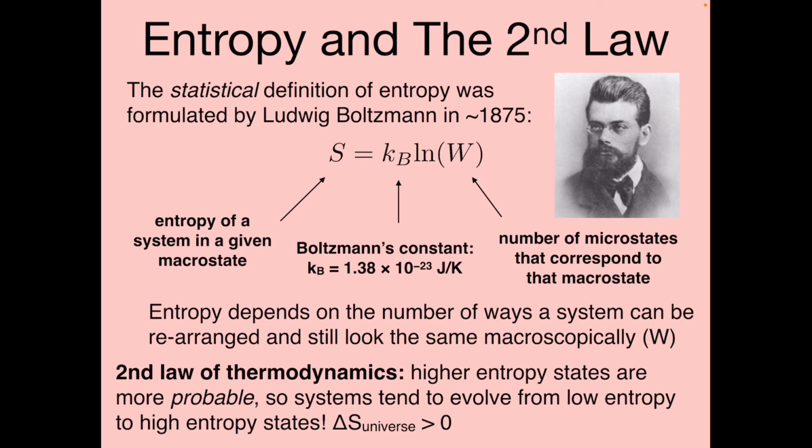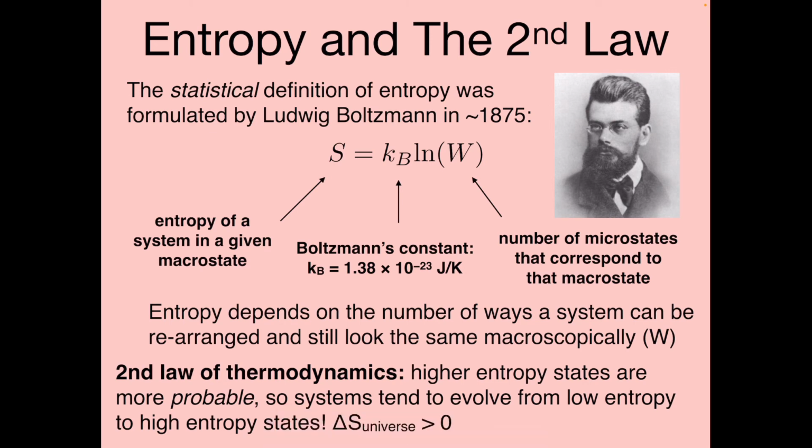And so with these concepts in mind, we can now write down a formula for entropy. This formula was developed by Ludwig Boltzmann back in 1875. And here's what it says. S is the entropy of a system in a given macrostate. That is equal to Kb times the natural log of W. Kb is Boltzmann's constant, 1.38 times 10 to the minus 23 joules per Kelvin. This is the same exact constant that we find in the ideal gas law. And W over here is the number of microstates that correspond to a given macrostate, just as we said earlier.